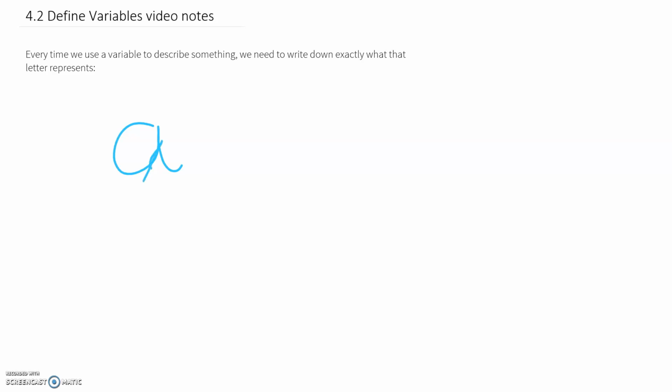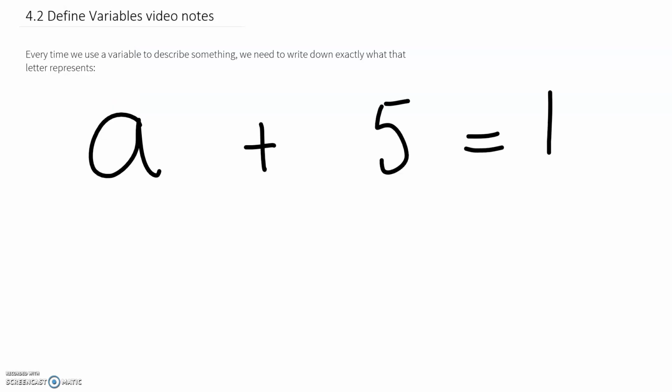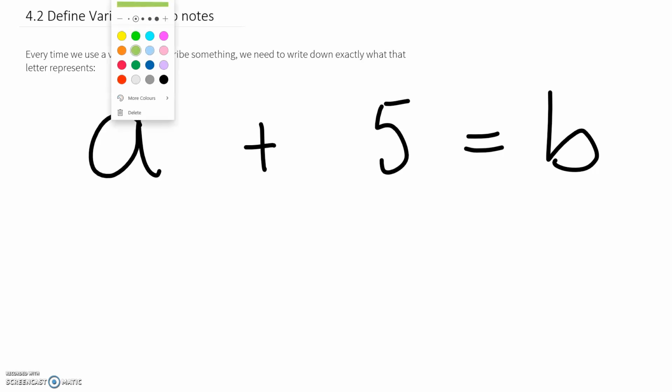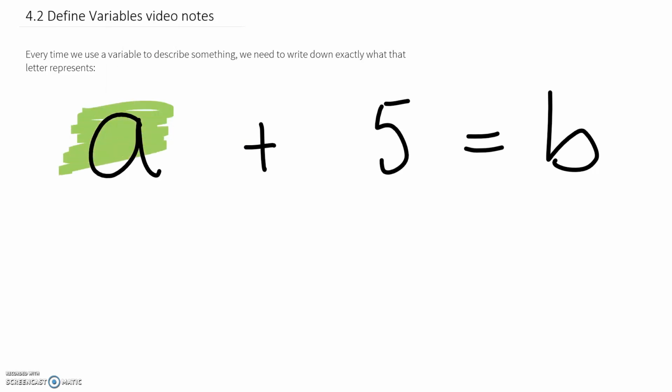Say we've got an equation like this, a plus 5 equals b. All right, cool, we've got an equation, but what does this equation actually mean? We don't really know unless we define our variables and say, okay, well, what does a represent? It could represent a bunch of different things. What does b represent? That could also represent a bunch of different things.